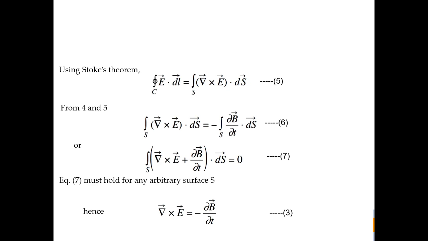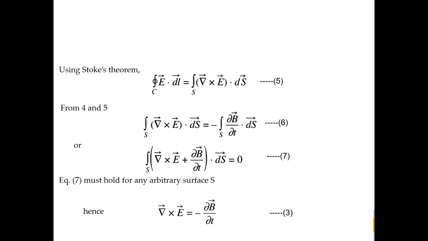So now we have the surface integral of the curl of E, and we can plug it back into our equation 4 to get equation 6. So from 4 and 5, we understand that on the left-hand side we have the curl of the electric field, and that curl is taken over the whole surface. And on the right-hand side we have the magnetic flux linked with that surface and the time rate of change of it.